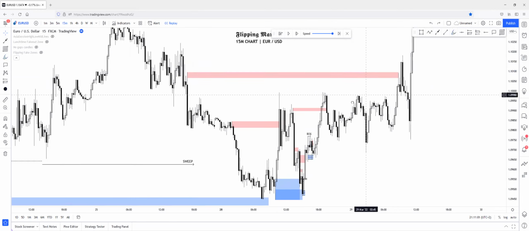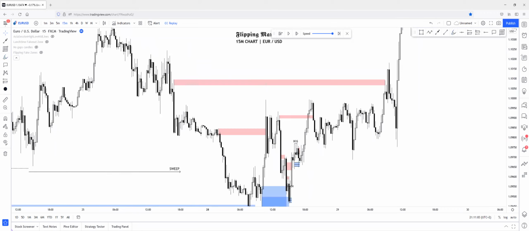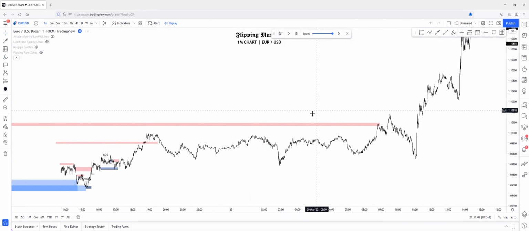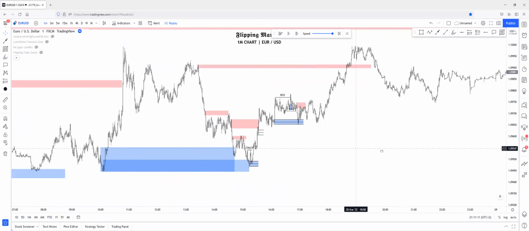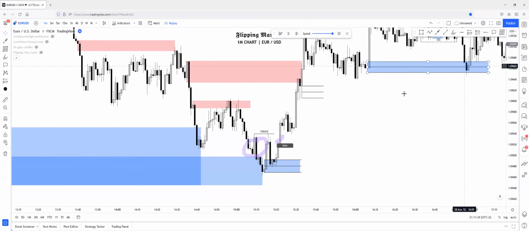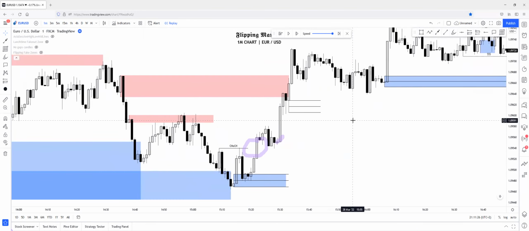Can I ask you something real quick? Yeah, of course. If you go back to the 1 minute. Yes, sorry, bear with me. Here we are. I don't really understand why first you had this zone and then, doesn't it count as a trendline liquidity? You mean this one? Yeah.